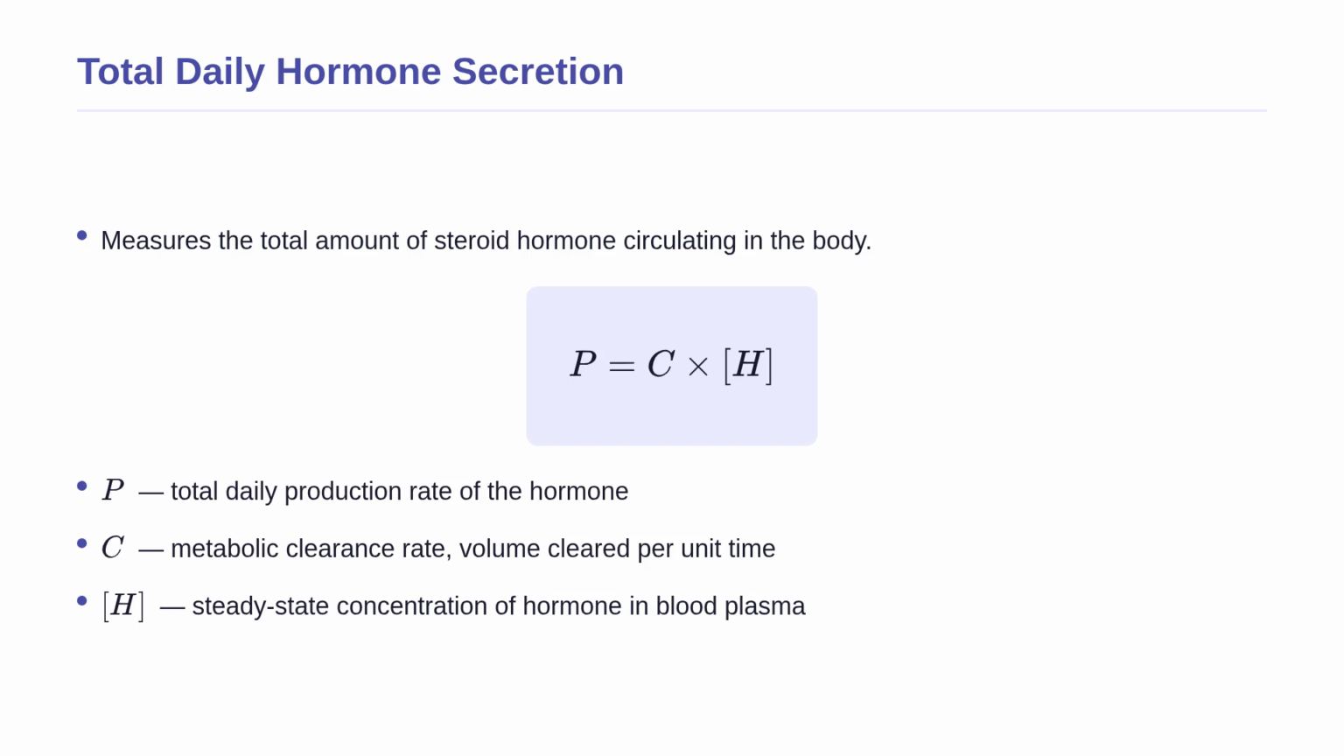P represents the total daily production rate. C stands for the metabolic clearance rate, which is the volume of blood completely cleared of the hormone per day. H represents the steady-state concentration of the hormone in the blood plasma. If either the clearance rate or the plasma concentration increases, the total daily production rate will also increase.